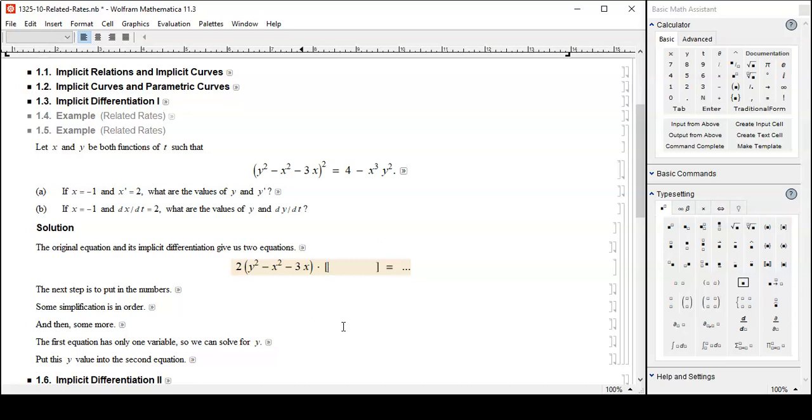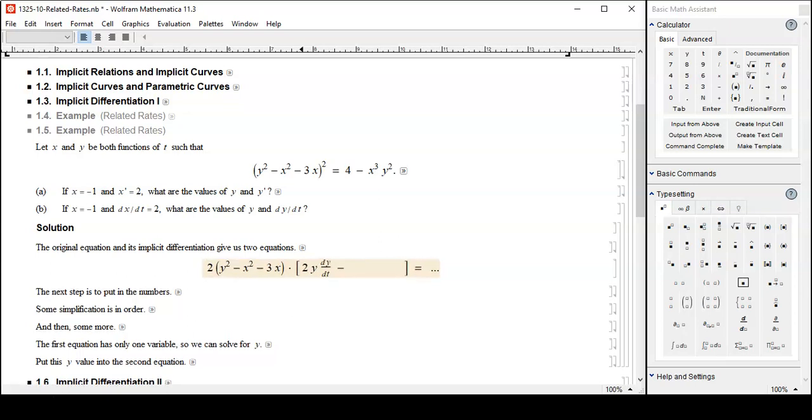And then what's the derivative of the inside? Well, the derivative of y squared is 2y, but dy dt pops out. And the derivative of x squared is 2x, but dx dt. And derivative of 3x is 3, but we have dx dt. Okay, that completes the left-hand side. Outer function, inside stays the same, and the derivative of the inside, the typical chain rule problem.